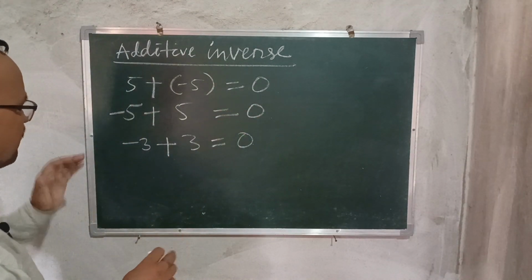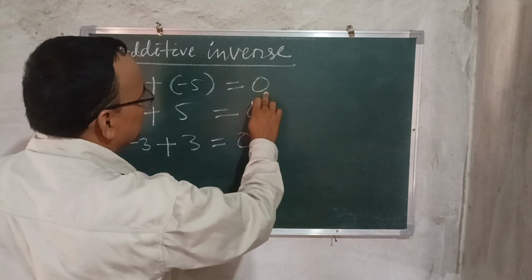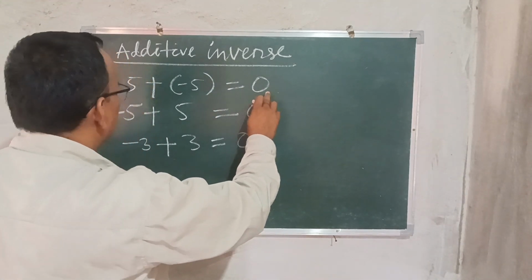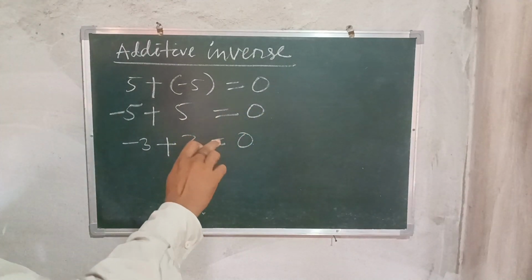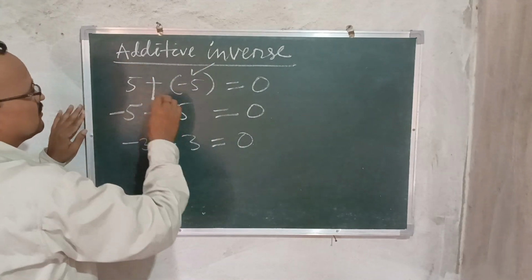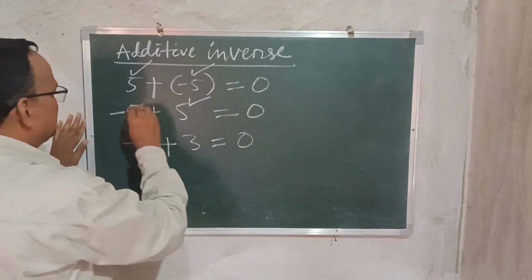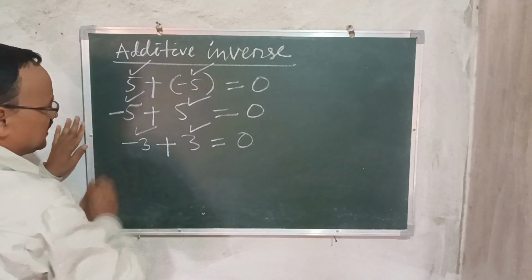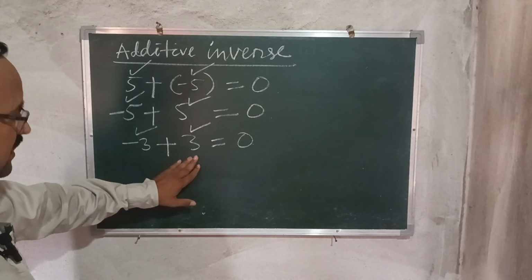In this case, we conclude that when 5 is added to minus 5, the result is equal to the additive identity, which is 0, as we have discussed. So minus 5 is the additive inverse of 5, and 5 is the additive inverse of minus 5. Here 3 is the additive inverse of minus 3. Vice versa, minus 3 is also the additive inverse of 3.